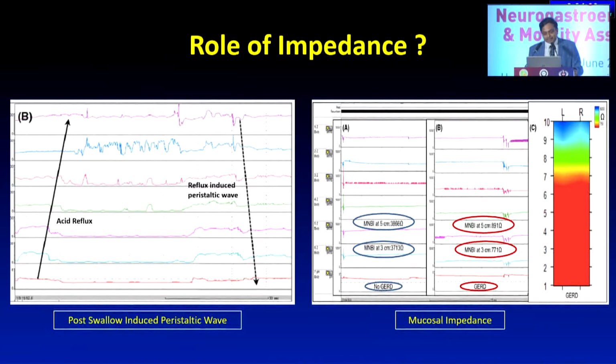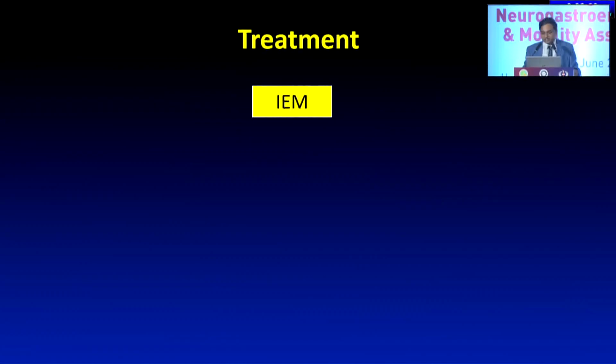Impedance again can help us. There is a phenomenon called post-swallow induced peristaltic wave. So an acid reflux leads to a peristaltic wave, and how many peristaltic waves are occurring, that can help us. Mucosal impedance might also help us because if you have GERD, the acid reflux leads to an increase in the intracellular spaces, and there is an easier flow of ions across. So the impedance drops down in such cases. So this might be an early marker for undergoing GERD or chemical changes in the lower esophagus.